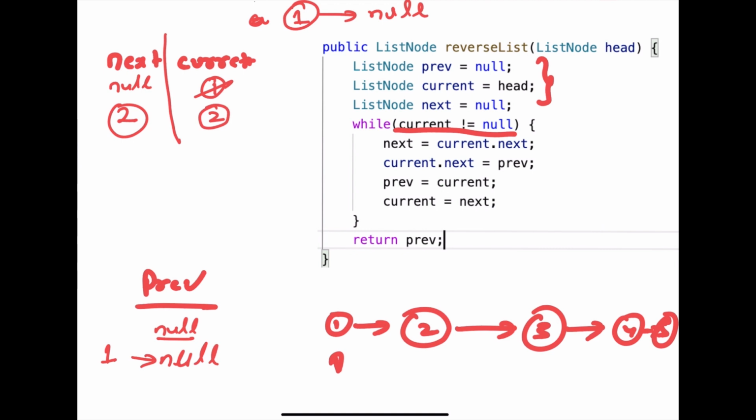Now again we check current is not equal to null. Next equals current dot next. So current dot next is 2's next, which is 3, so it will go into 3. Again current dot next equals previous. So for 2, 3, we can see the previous value is here, so the current will become 2, 1, null. Again we will store prev equal to current. So now this will be gone and you can see this is 2, 1, null.